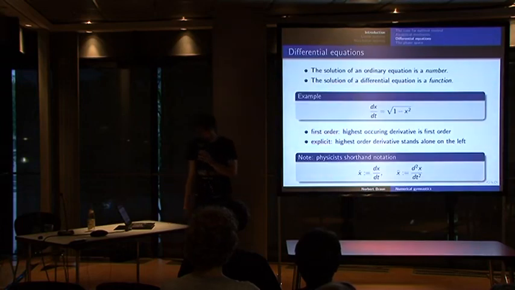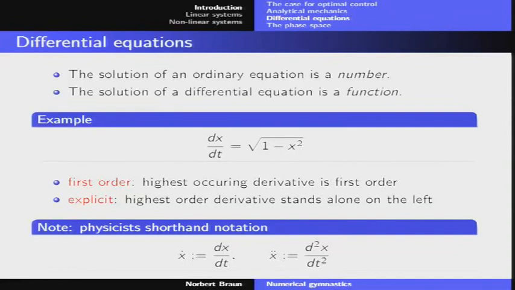And just another quick reminder about differential equations, because that's what these things are. Now, as you know, the solution to an ordinary equation would be a number. And for a differential equation, the solution is a function. To give you an example of a differential equation, you have dx/dt equals the square root of 1 minus x squared. This is an example of a differential equation of first order, and it's also explicit because the highest order derivative stands alone on the left.